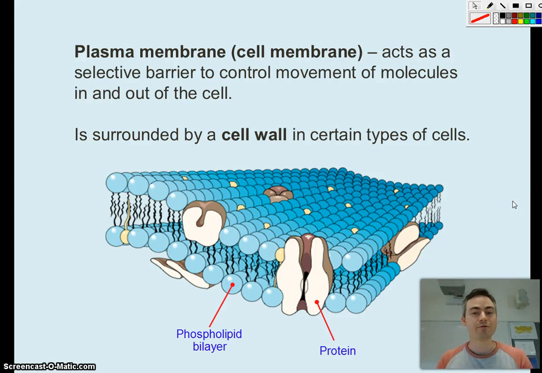Some cells have got a cell wall. Plant cells we know have got a cell wall, fungi too, but not all cells do. Certainly animal cells don't have a cell wall. So it's not a feature of all cells, but all cells have a cell membrane.